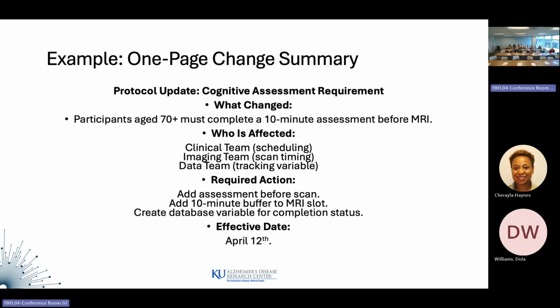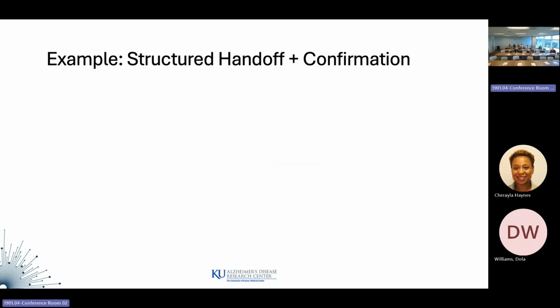Okay, I understand now. If I didn't do that, I would have carried it out, caused issues with scheduling, caused issues with the participants, and that would have downstream consequences. What changed? Who is affected? Required action, effective date. It's called a one page, not even a page. I printed these off just on a third of a page. It's very quick, to the point. That is the goal. A structured handoff and confirmation, not something unstructured.